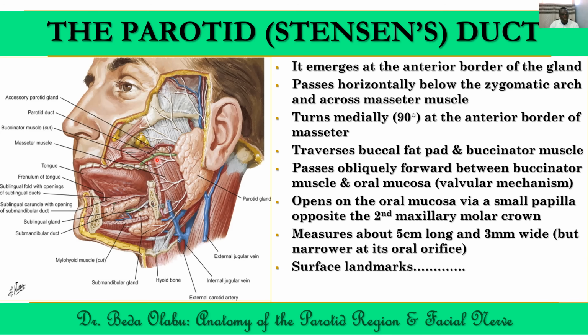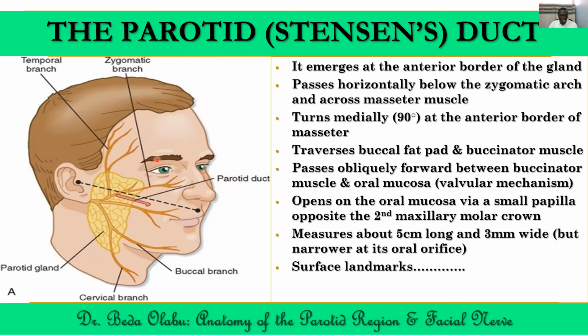So with that, what are the possible surface landmarks of this particular duct? The traditional way of describing the surface landmark is to take an imaginary line from the philtrum, that's a depression between the nose and the mouth. That midline depression is what we call the philtrum. So you take a point there and a point at the tragus or intertragic notch of the ear. So you join that with an imaginary line. The parotid duct will fall in the middle third of that imaginary line. So that's a landmark of the parotid duct.